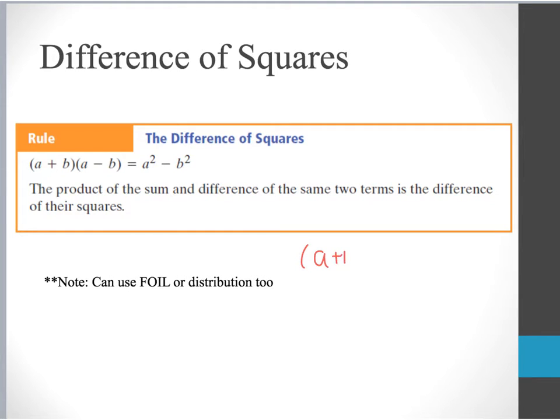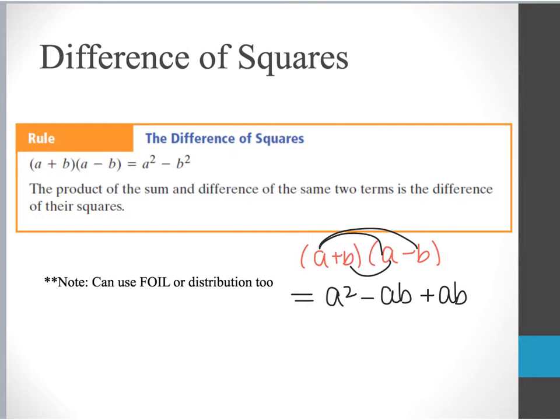So if I have a plus b times a minus b, and we use the FOIL method, I'm going to have a times a, which is a squared. A times a negative b is minus ab. B times a is going to give me a positive ab. And b times a negative b is going to give me a negative b squared. So when I simplify this, I end up with a squared. A negative ab and a positive ab are going to give me 0, so those cancel out, and I'm going to be left with a negative b squared, which is exactly what we're given up here.